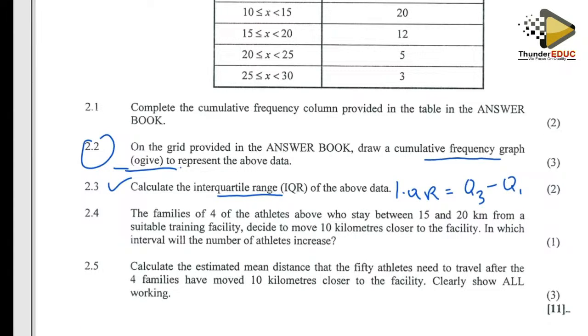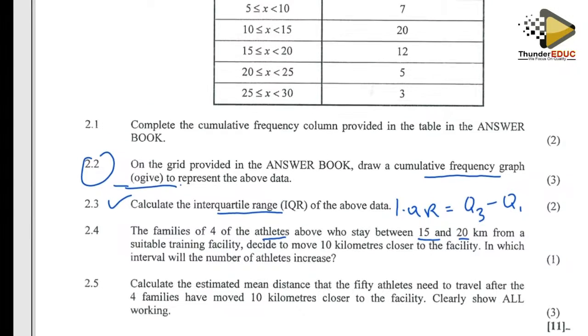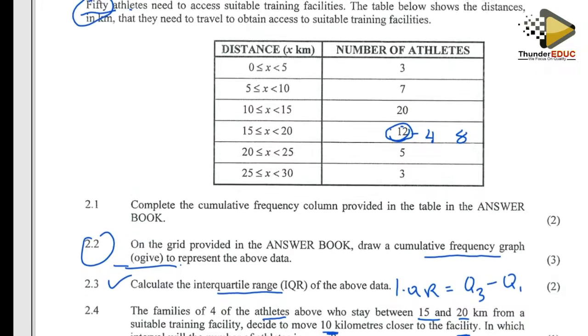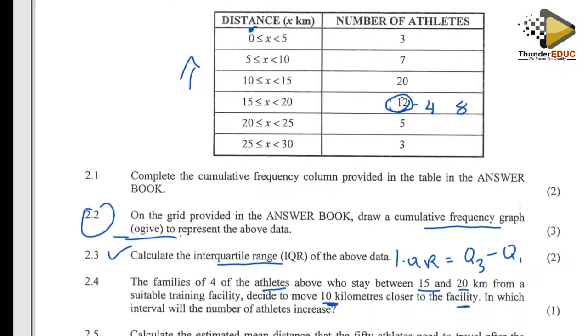And then 2.4, they are telling me that the families of 4 of the athletes above who stay between 15 and 20. Okay, so 4 people from this category. When I subtract 4, I'll be left with 8. So these people move to store training and decide to move 10 kilometers closer to the facility. So remember, the facility will be at a 0 distance. Okay, so when you move closer, it's like you're moving up the table.